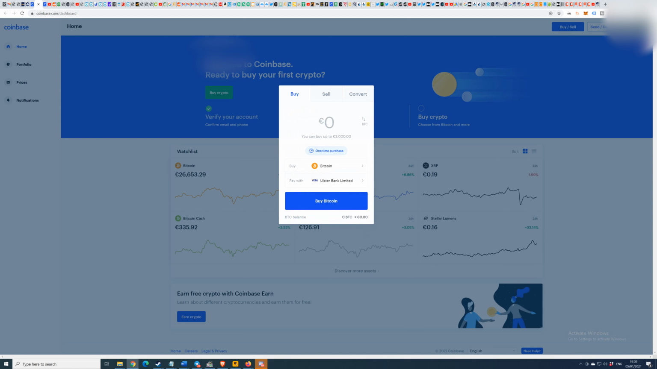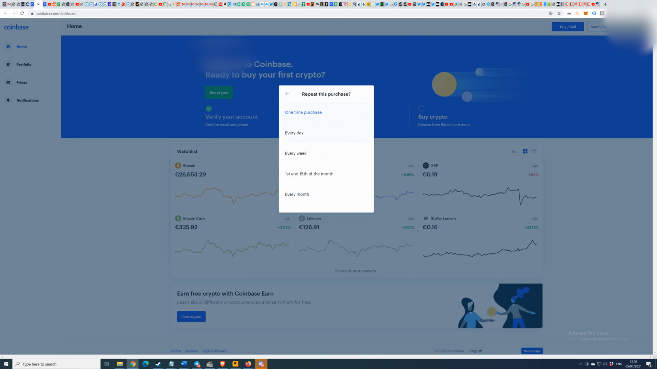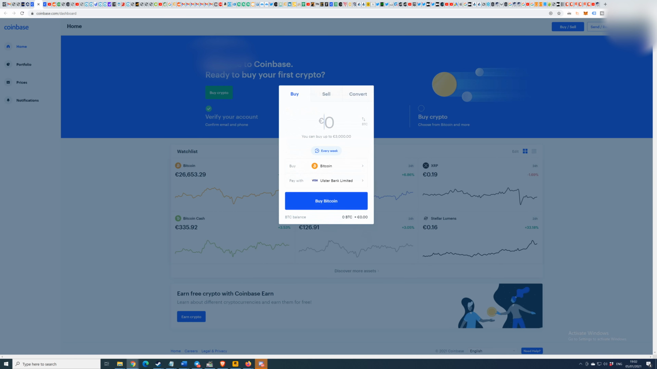And then you have this one-time purchase option here. I don't know if you can see this. So if I click on one-time purchase, I can actually say, okay, I want to buy every week, and I'm going to put in the amount. I want to buy 25 euro every week, and then I can hit buy.